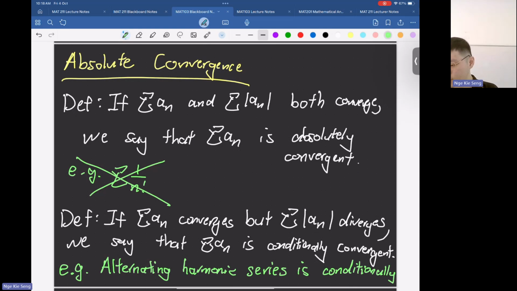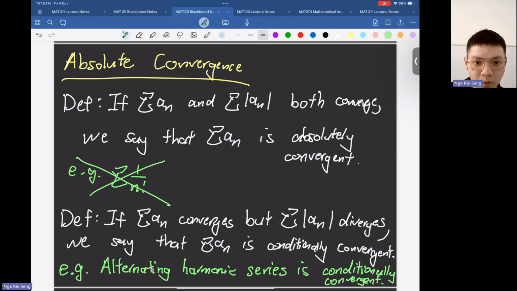Sometimes when the question asks about convergence, it will ask whether it is absolutely convergent or not. If the question says check whether the series converges or not, you check whether it converges, and then maybe a follow-up question asks whether it is absolutely convergent. So you need to check that the absolute value of those terms also converges for the series. Check two things, check the extra thing.